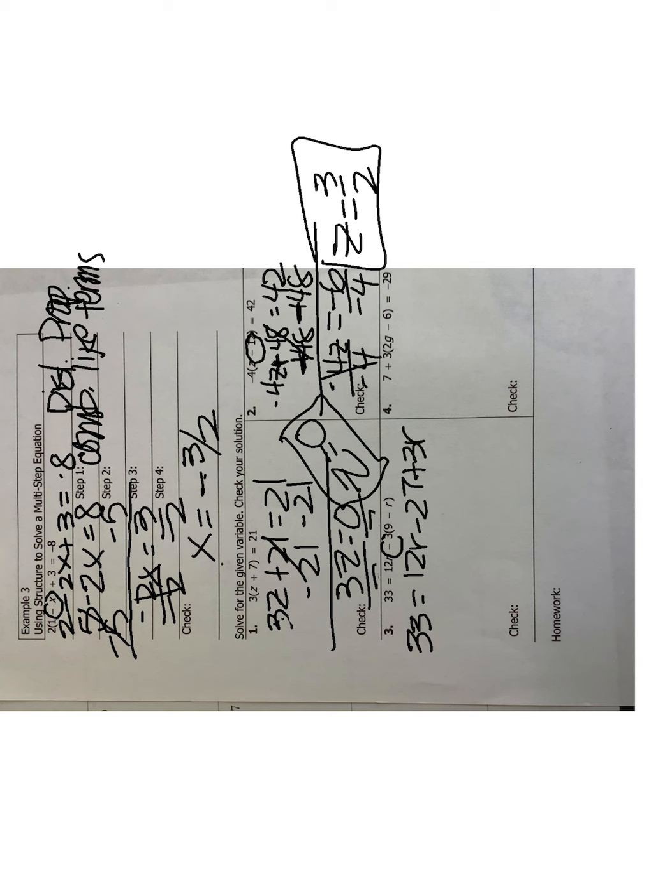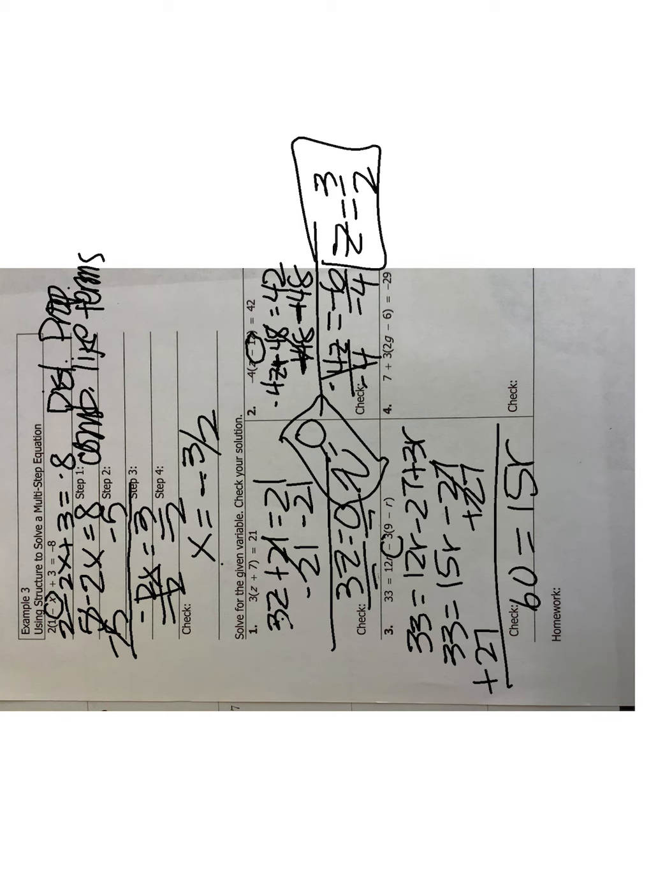Now I can combine my like terms. 12r plus 3r equals 15r minus 27. Add 27 to both sides. That's going to be 60 equals 15r. Divide by 15, and r is going to equal 4.